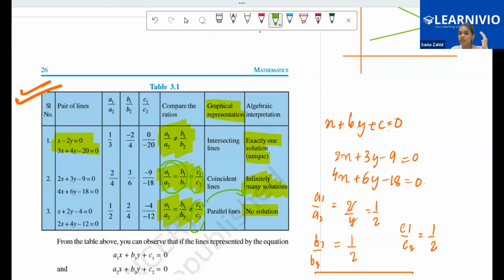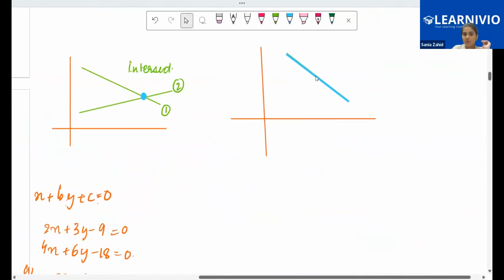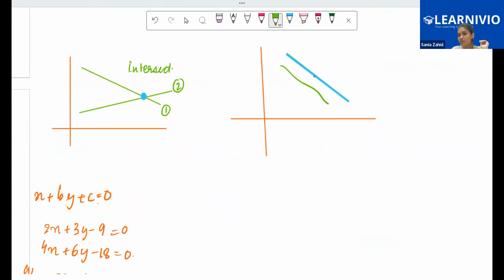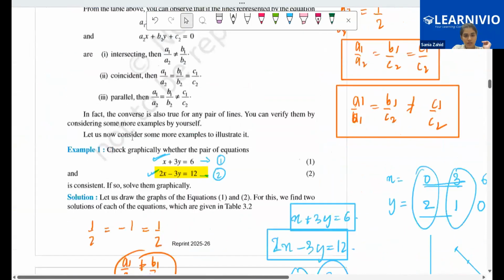See, intersection of the graph means the solution for that equation. Now if the lines are only parallel, they are not intersecting, so obviously they are not going to have any solution. So these were the graphs: intersecting lines, coincident lines, and parallel lines, which means no solution. Right, so these were the topics we covered in the last class.